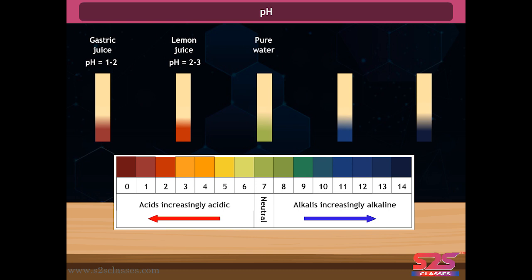Pure water turns light green with pH between 7 to 8. Milk of magnesia turns light blue and its pH is between 10 to 11. Sodium hydroxide turns dark blue and its pH is between 13 to 14.